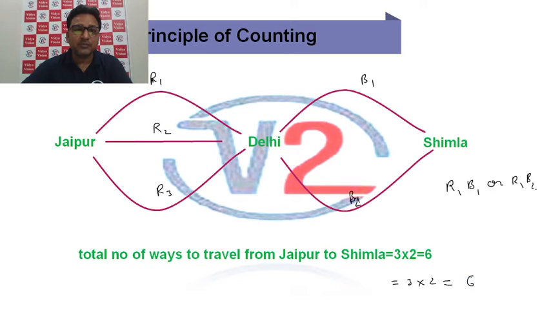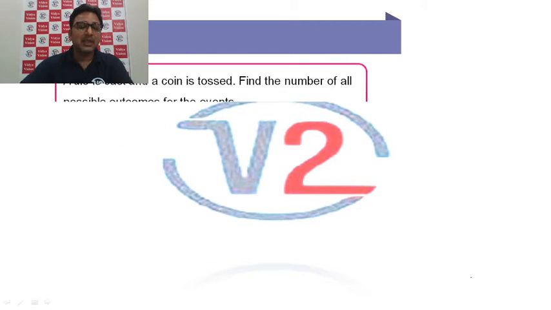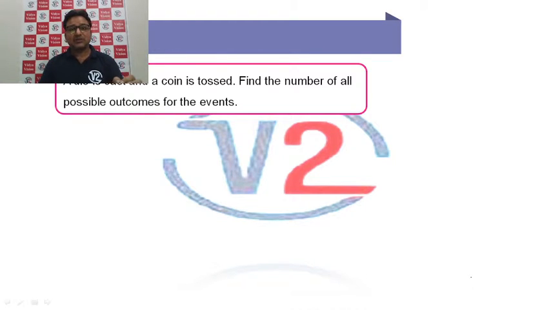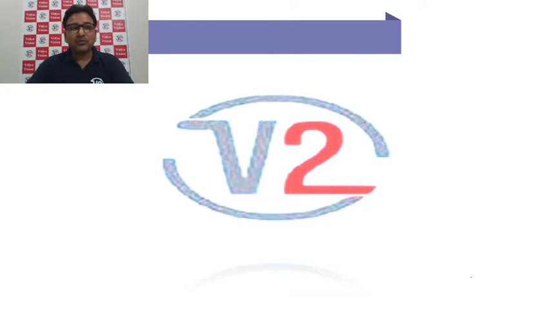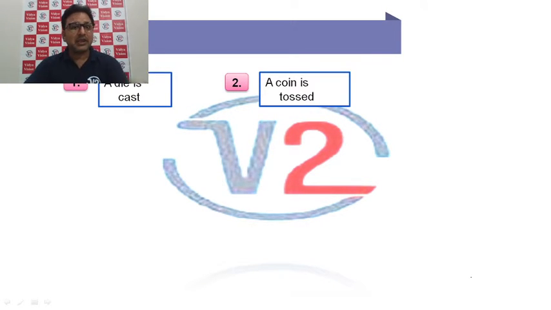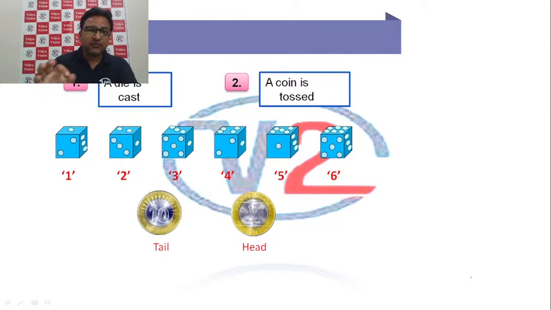Now we do one problem of the fundamental principle of counting. A die is cast and a coin is tossed. It means we throw a die and we throw a coin. Find the total number of possible events. The numbers present on the die are 1, 2, 3, 4, 5 and 6. Now, head and tail: we have a coin with two sides, one is head and one is tail.